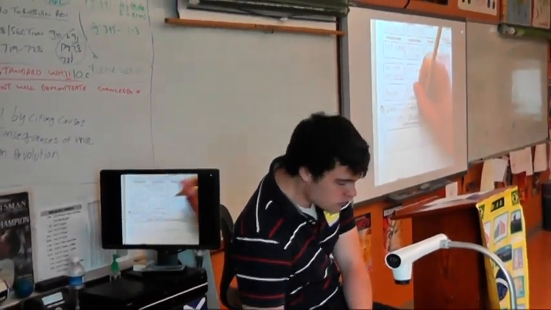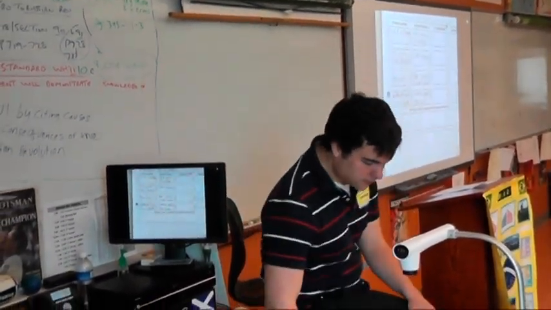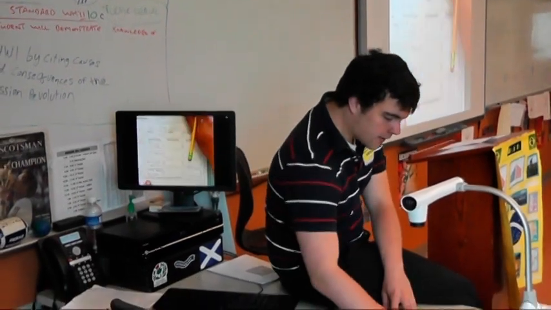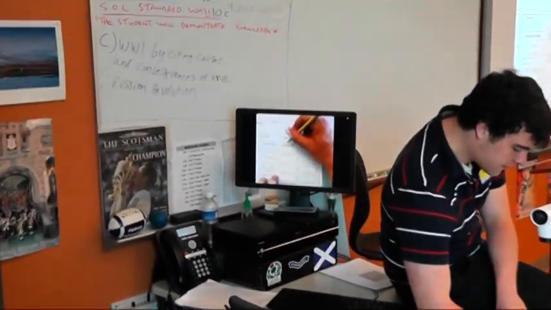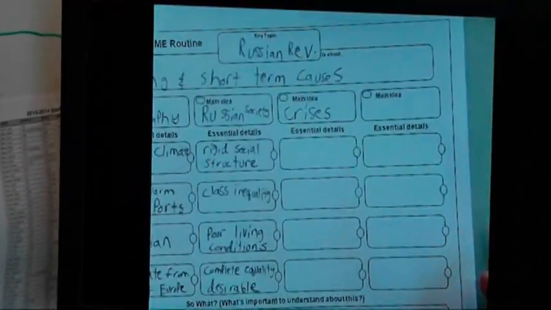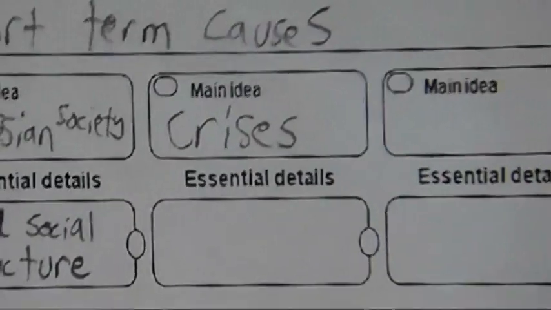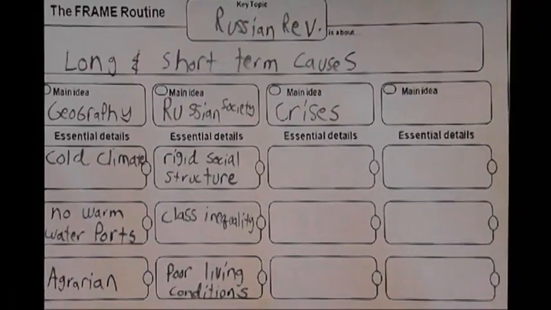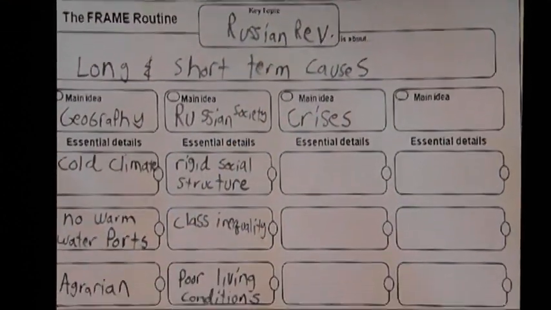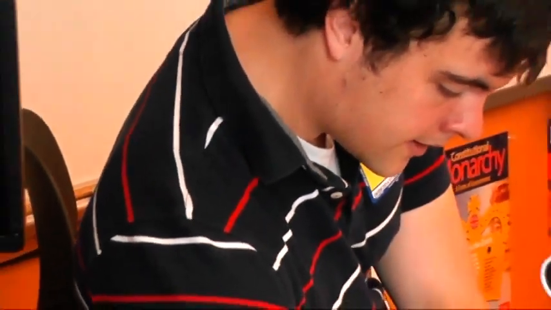Alright, good. Alright, so now we're going to move on to the crises. Now there are three big ones that we talked about during class. Who can give me one? The big crises that helped spur the revolution. Jalen. The Russo-Japanese War. Yeah, Russo-Japanese War. We're going to write that right here.